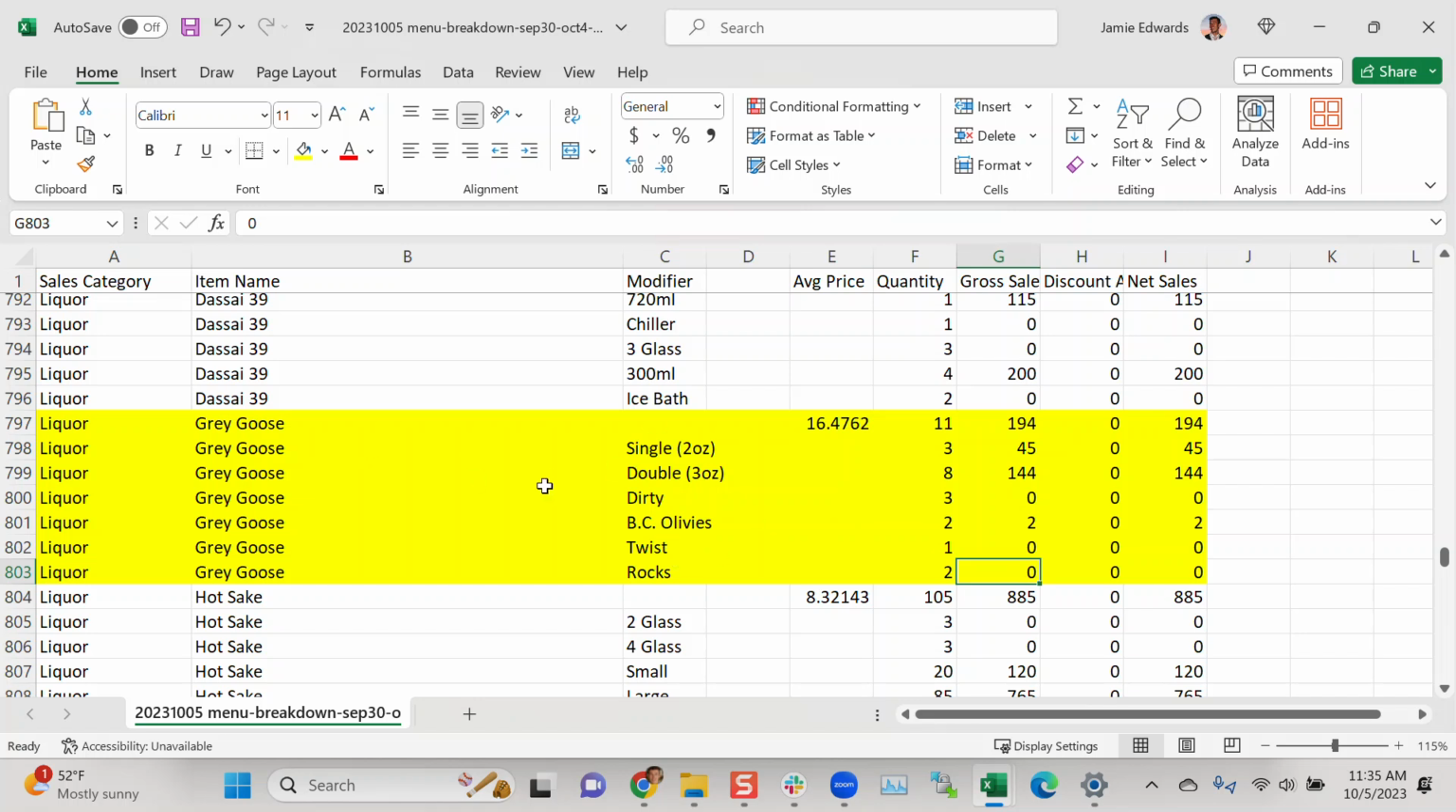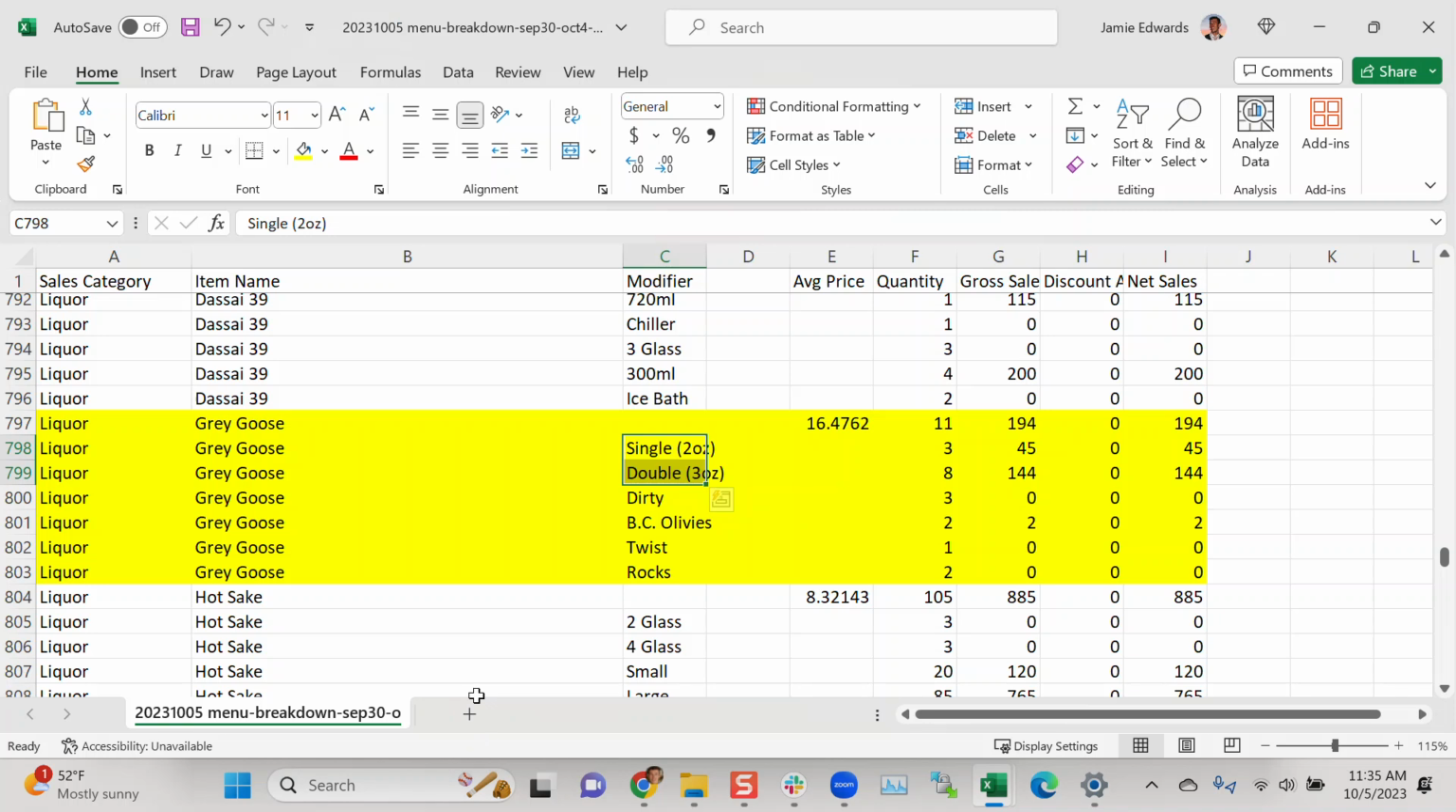And so the challenge with this report is it shows too much detail. What you get is instead of a single, a double button, we've now got dirty, BC olives, twist, and rocks, and it becomes a lot more challenging to manage the recipe. So instead of having 2 buttons, we now have to write 6 buttons, and the chance of us getting recipes wrong, and the chance of when we're trying to audit and understand why Grey Goose is off, it just makes things a lot more complicated.